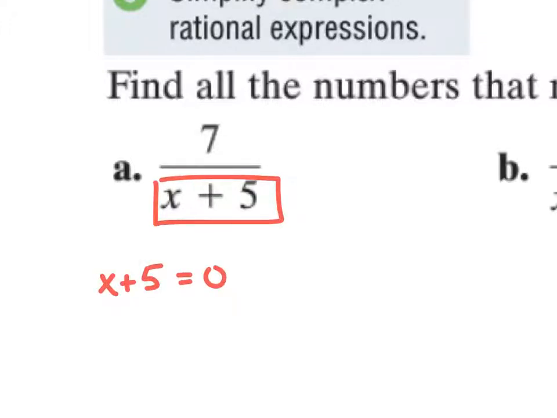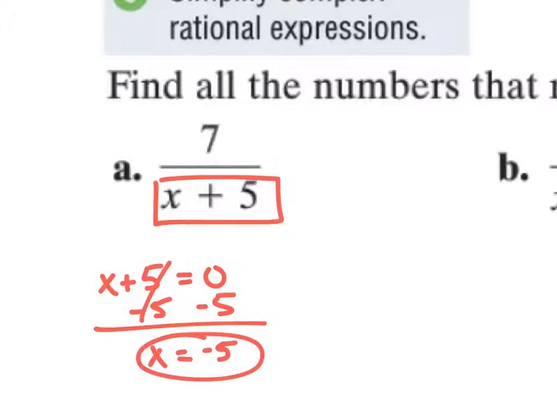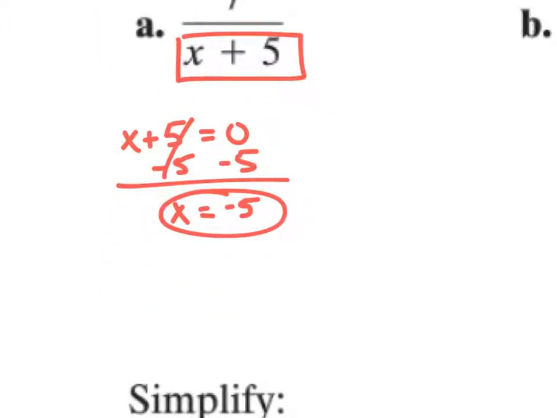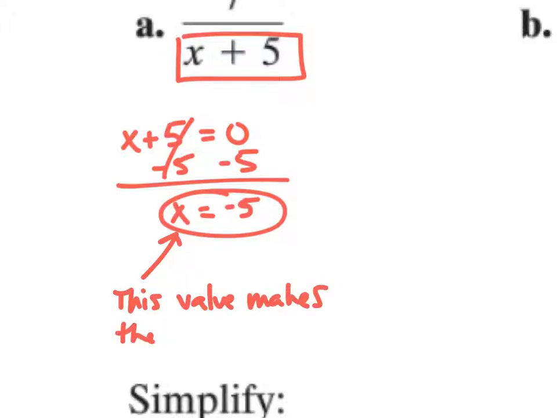So I'm going to solve for x, so subtract 5 from both sides, and that goes away, and so I get x is equal to -5. This value here makes my expression undefined.